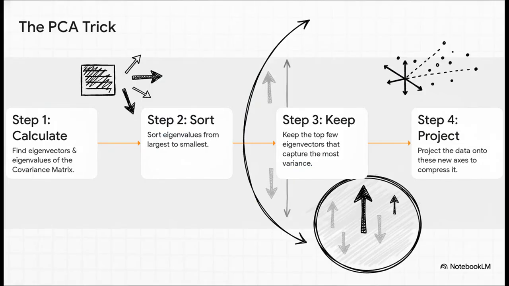So what is this PCA trick? It's actually way simpler than it sounds. Step 1, you find the eigenvectors and eigenvalues for your data's covariance matrix. Step 2, you sort them by the size of the eigenvalue, from biggest to smallest. Step 3, you keep the top few, the ones with the biggest eigenvalues, and you just toss the rest. And finally, you project your original data onto this new, smaller set of axes. Boom! You've just simplified your data while keeping almost everything that matters.